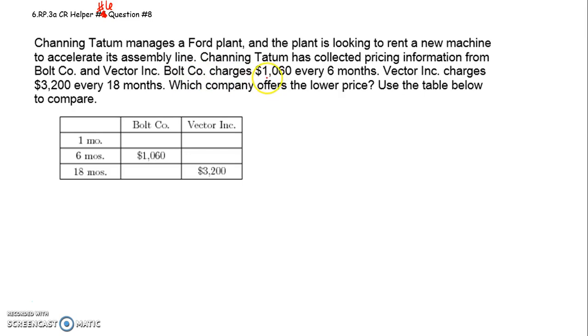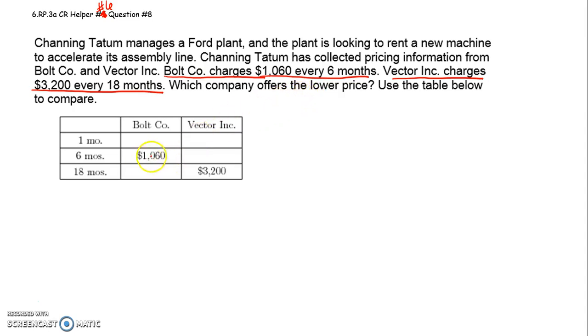Bolt Company charges $1,060 every 6 months. Vector Incorporated charges $3,200 every 18 months. Which company offers the lowest price? Use the table to compare.